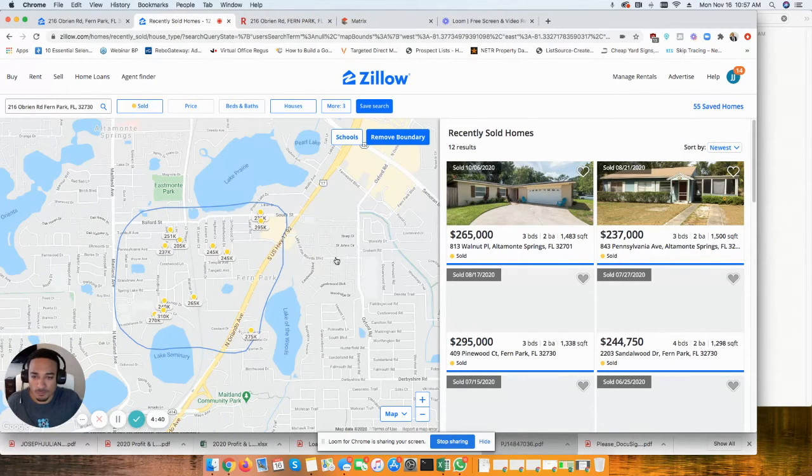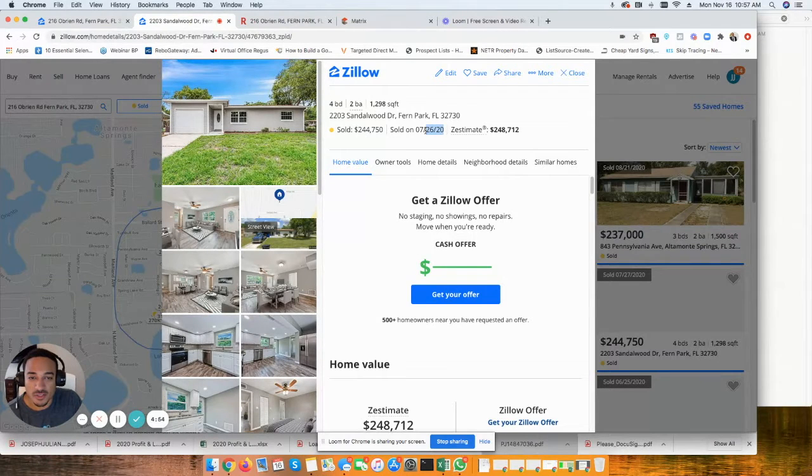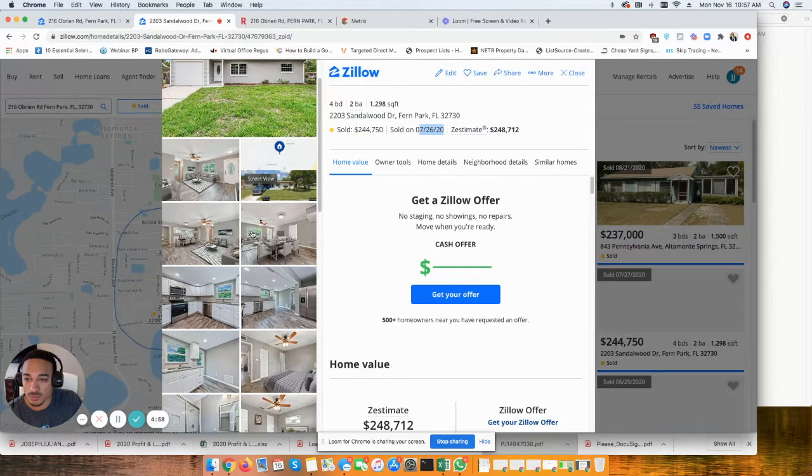So let's start with the ones nearest, right? So you got 245 right here in the same neighborhood, about the same size as our house, right? So let's see. Let's look at this one. This was just this summer, this July. Looks great.